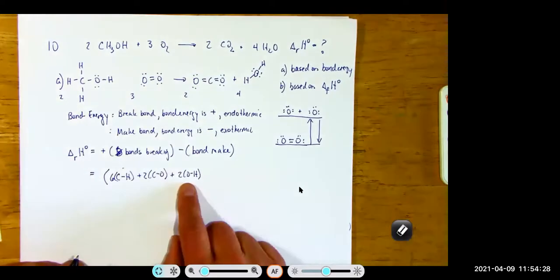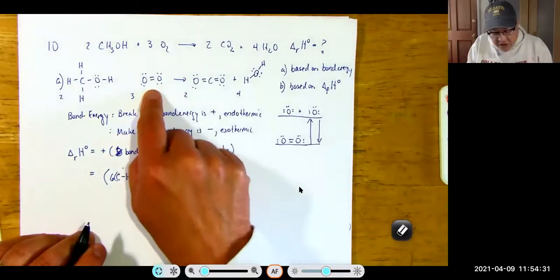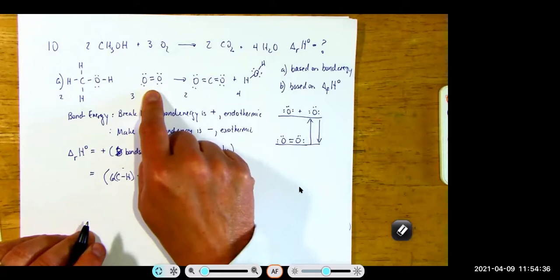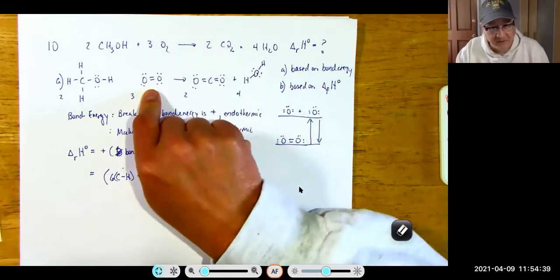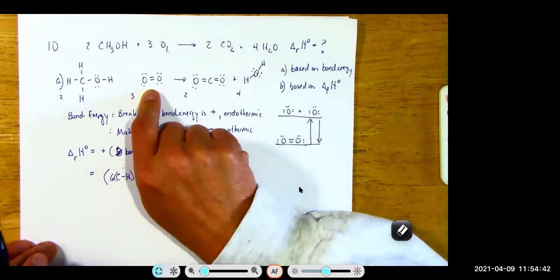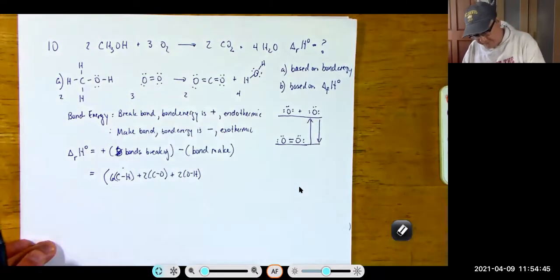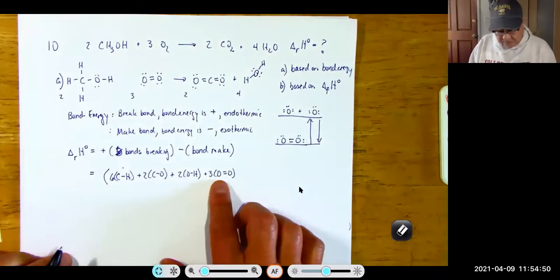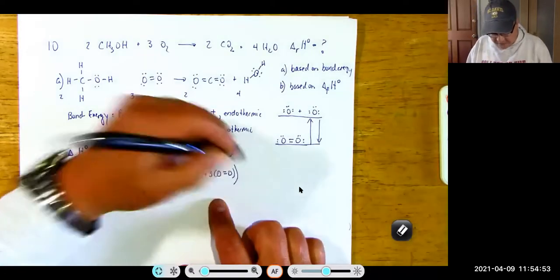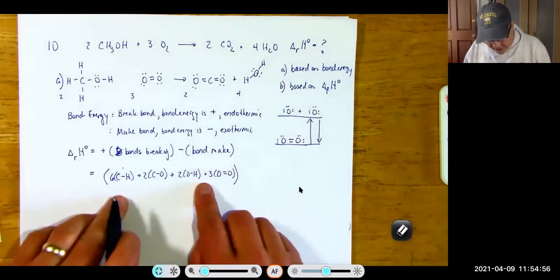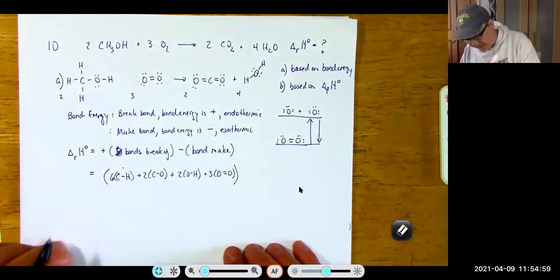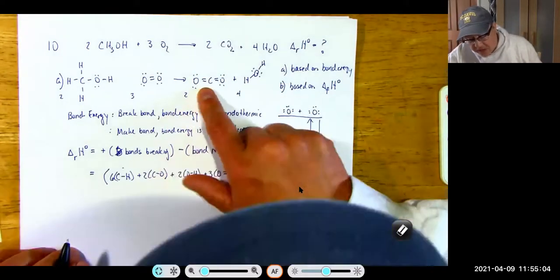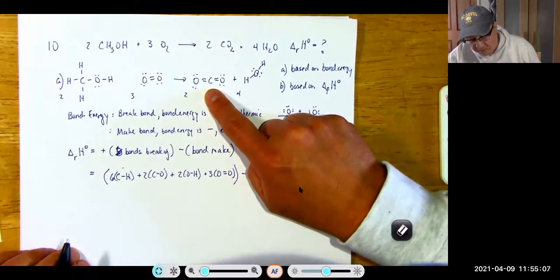Agreed? How many oxygen-oxygen double bonds in this molecule? How many oxygen-oxygen double bonds in the molecule? 1 double bond. How many molecules? 3. So we're going to say 3 oxygen-oxygen double bonds. So those are all the bonds we need to break, and this is the amount of energy it's going to cost. How much energy is released? Well, take a look at this molecule here. How many carbon-oxygen double bonds in one molecule?